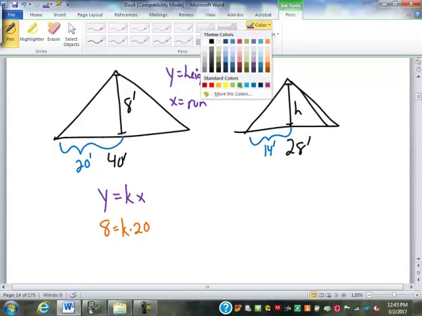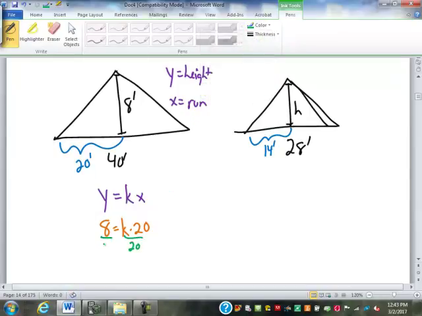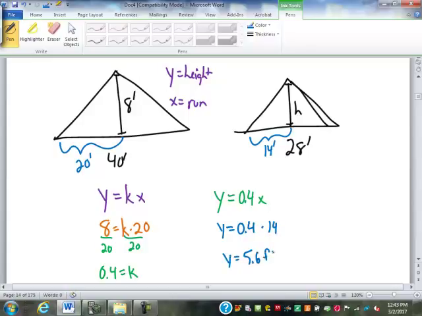We can divide out the 20 to get that 0.4 equals k. So y is equal to 0.4 times x. We put in 14 for x. Y is going to be 5.6 feet. So this height has to be 5.6 feet. Does that make sense? Kind of? Yeah.